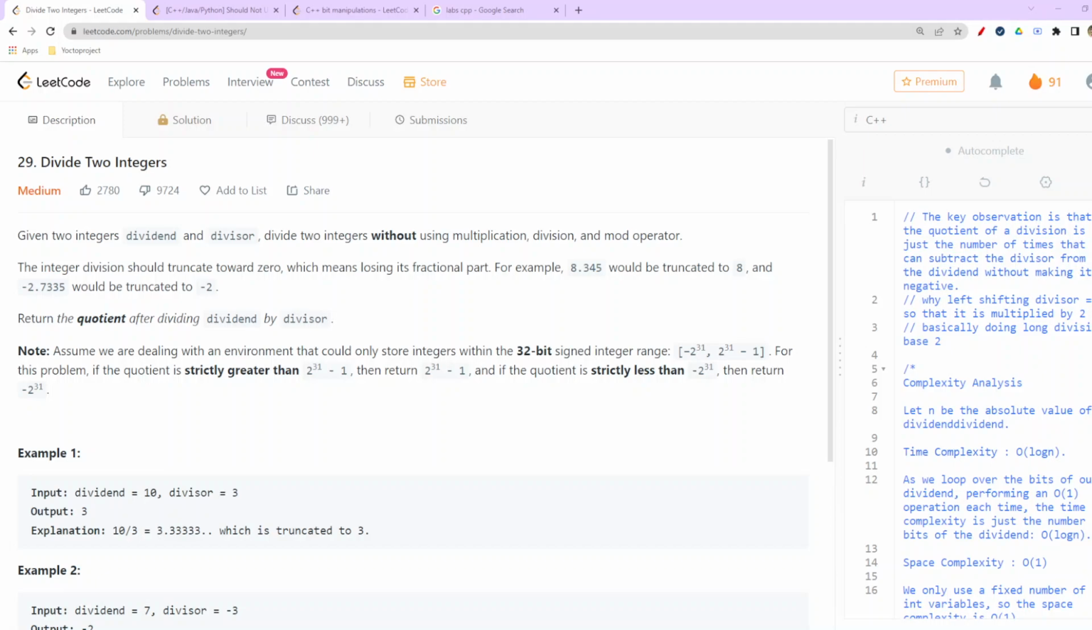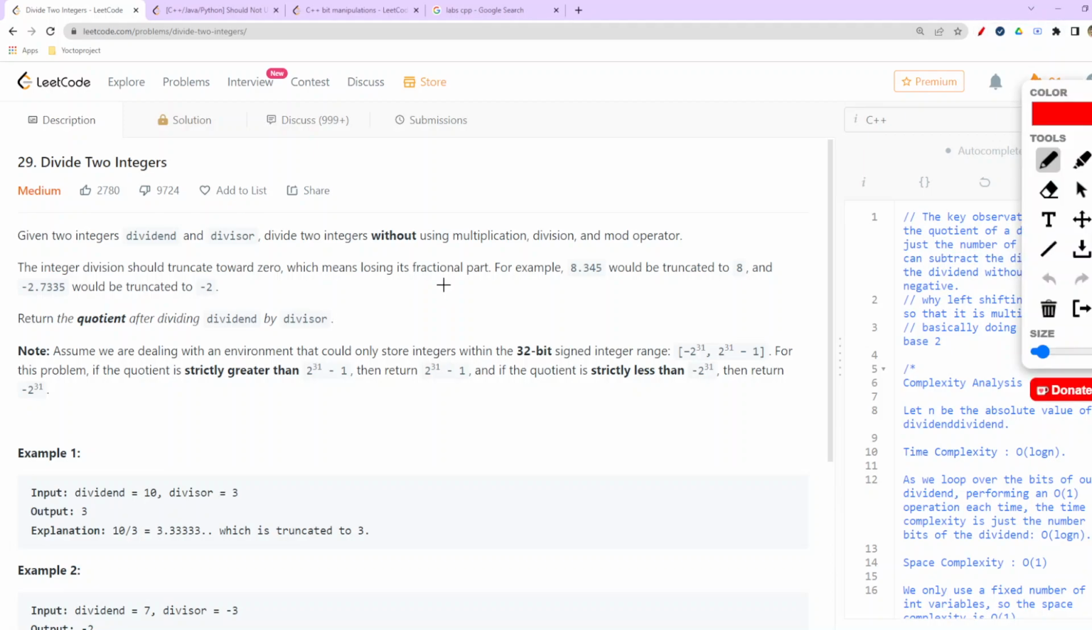Hello everyone, so today we are going to do the Leetcode daily challenge, Divide Two Integers. In this question, we are given two numbers, basically two integers, and what they mean by integer is that it could go to negative space and positive space, and it could even be zero also. So thus they have used the term integers here.